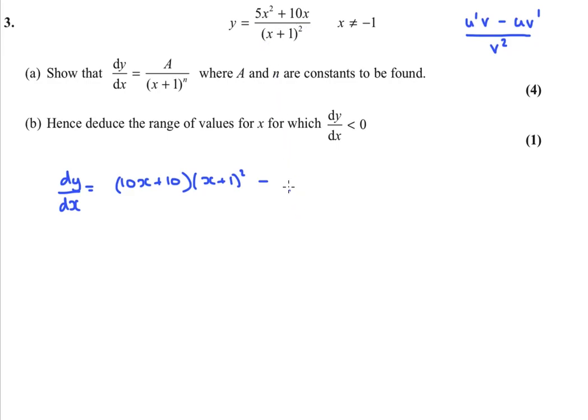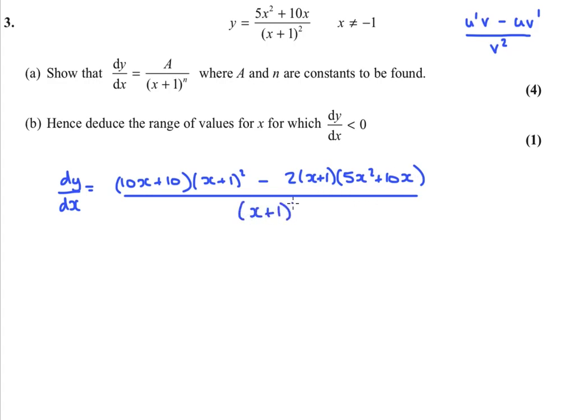Bring the 2 to the front, take 1 off the power, so that's just going to become a 1, and times by the derivative of the bracket, which is just 1 as well, so it is just 2 bracket x plus 1, and then we need to times that by the u, so we need to times that by the numerator. And we also need to divide by the square of the bottom, and when we square a square, that becomes power of 4.